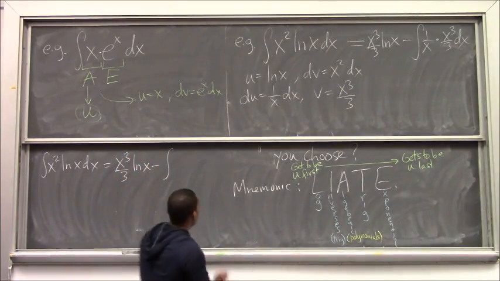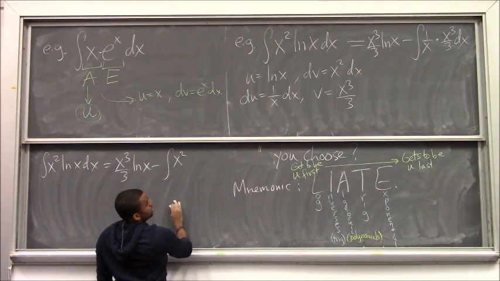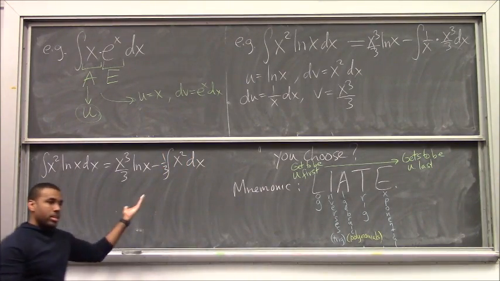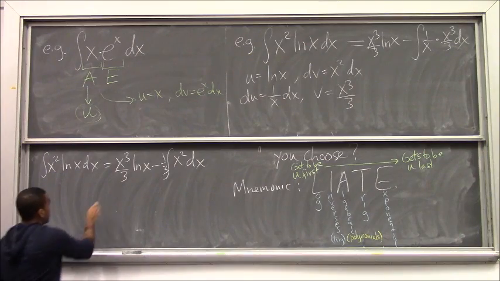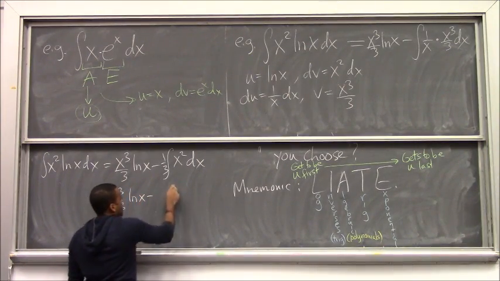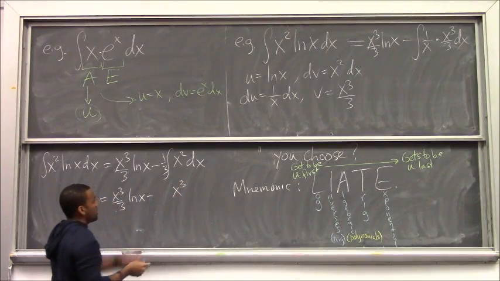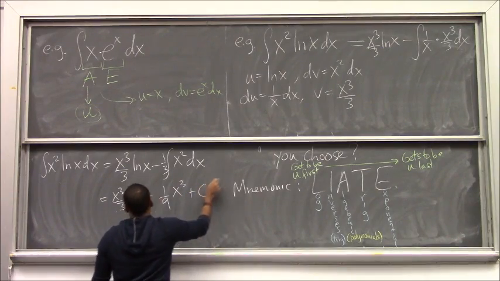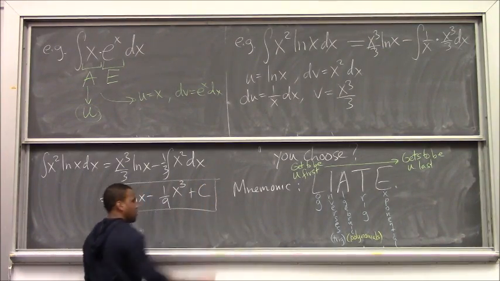So that guy is going to simplify. The x's are going to cancel. You're going to get x squared over 3. You can factor out a third. Look at that. That integral looks like a basic rule. So add 1 to the power. You get the cube. Divide by the new power times this 3. You get 1 over 9. That's your integral.